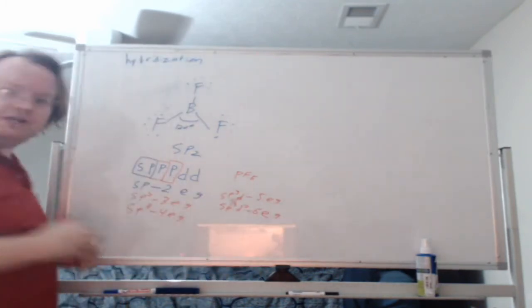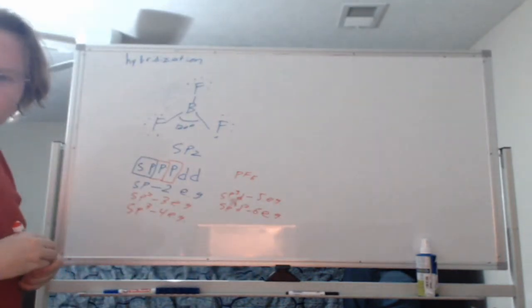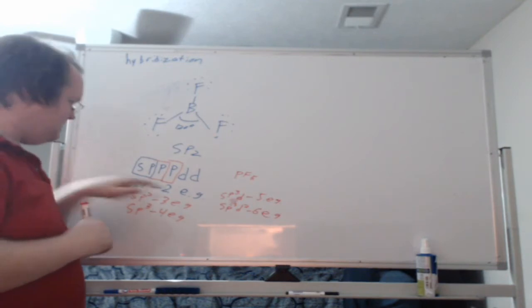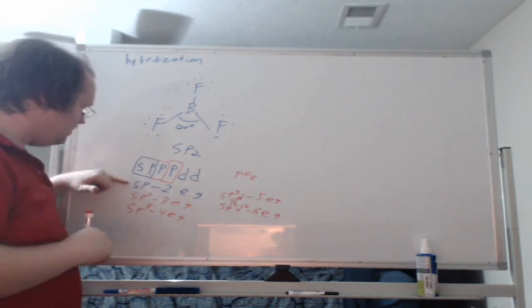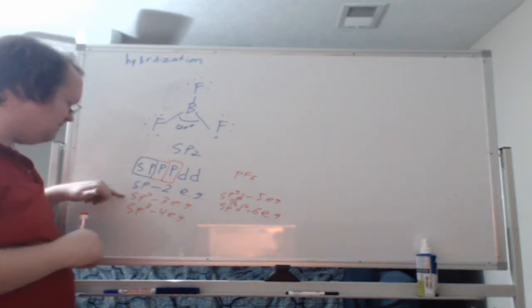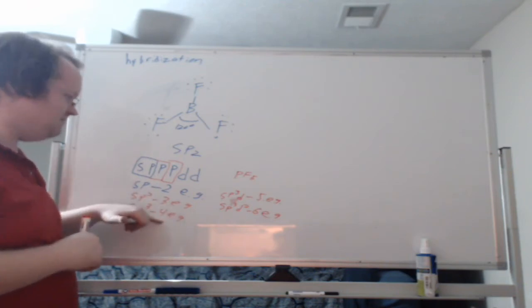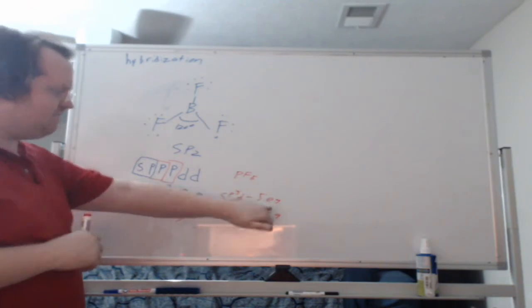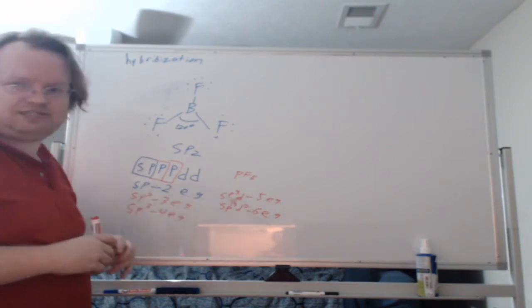So in terms of learning the hybridizations and where they come up, sp is 2 electron groups, so all your linears have that. sp2 is 3 electron groups, sp3 is 4 electron groups, sp3d is 5 electron groups, sp3d2 is 6 electron groups.